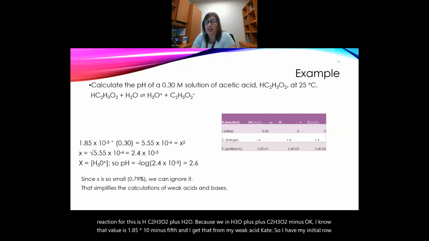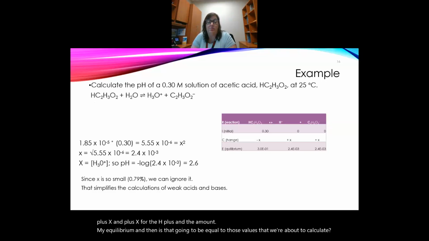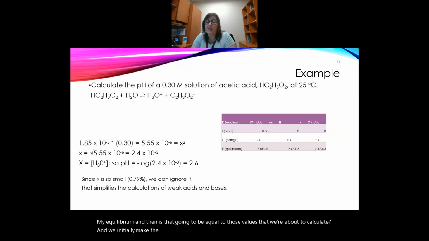I have 0 for the H plus and 0 for the anion. My change is negative X for the acid, plus X and plus X for the H plus and the anion. My equilibrium is then going to be equal to the values that we're about to calculate. And we initially make the assumption that the X is going to be negligible compared to the 0.30. So I'm going to multiply my Ka times the initial concentration of the acid. That gives me 5.55 times 10 to the minus 6, and that's equal to X squared.